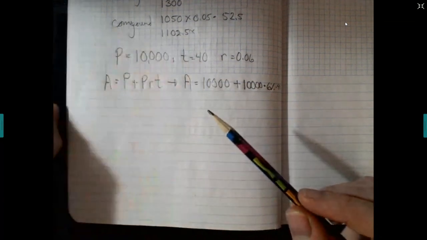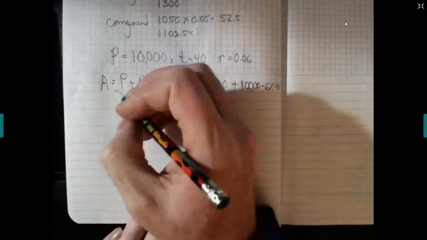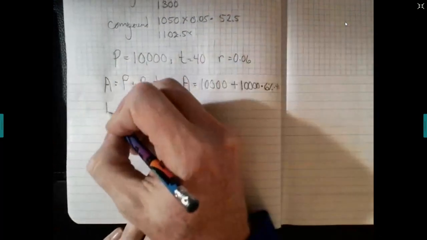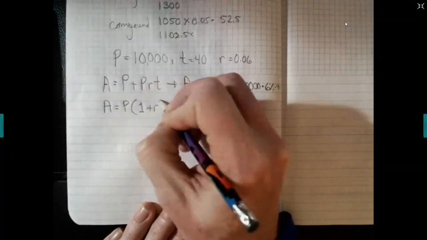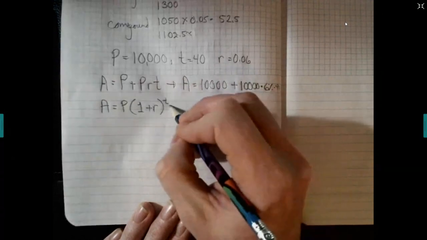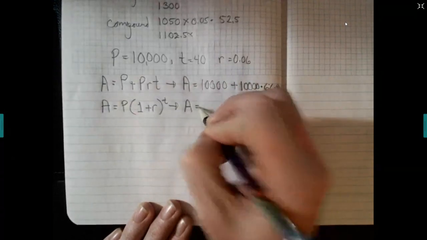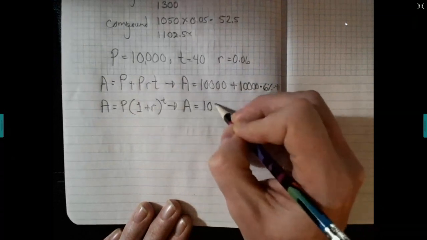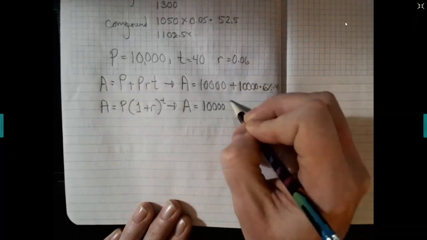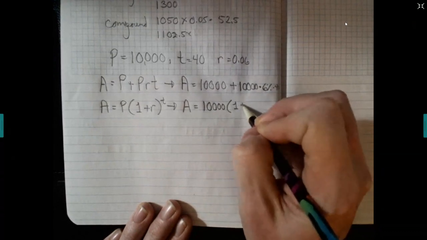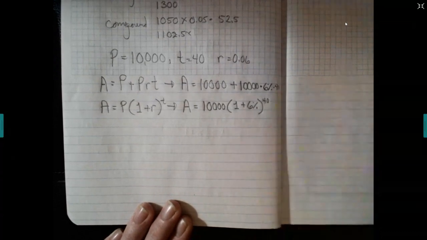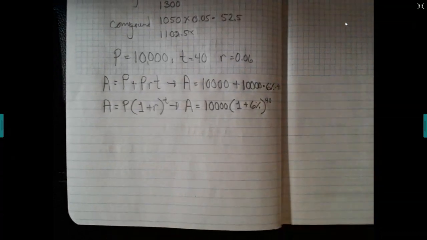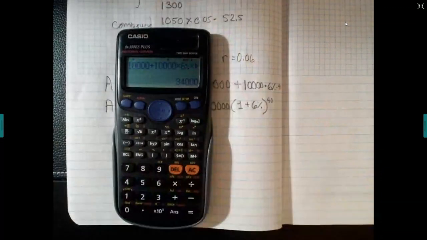But let's see if we find the interest if it's compounded. So the amount in the account would be principal times 1 plus the rate raised to the t power. All right, now let's put that in. It'd be 10,000 times, open parenthesis, 1 plus the percentage, raised to the 40th power. That's what you'll get, the difference in the formulas. Now I'm going over the formulas. Let's see what that looks like on here.